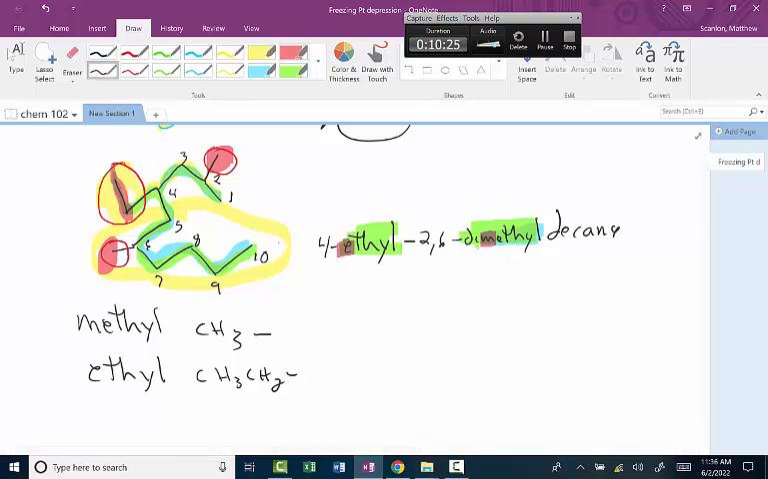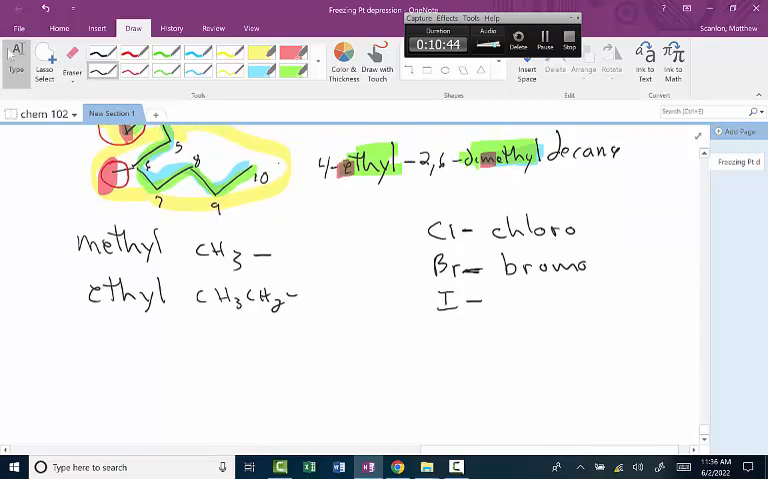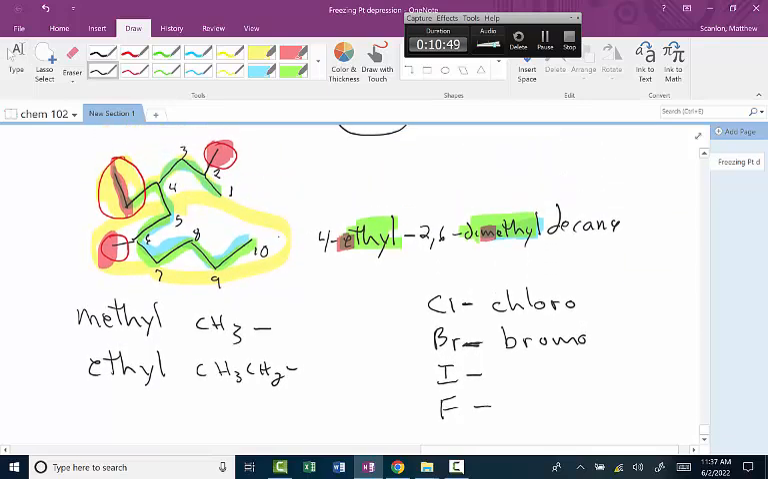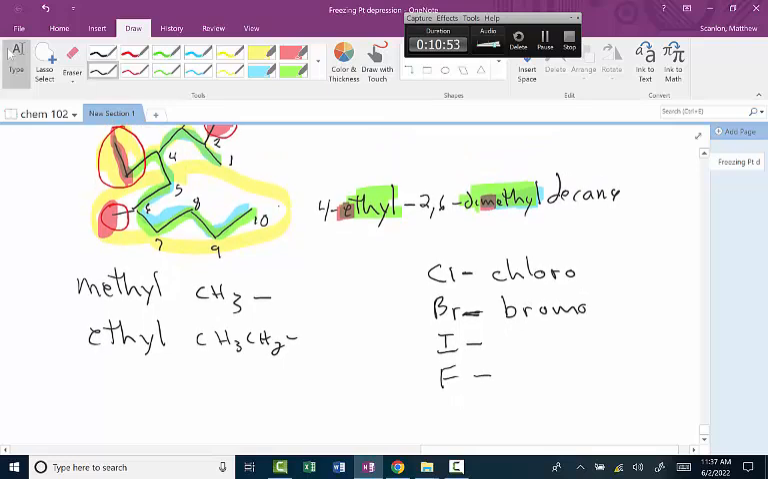Okay, other substituents that you might see are chloro, which is a Cl, bromine, which is bromo, that's supposed to be a dash, meaning it's going to bond, and iodo, and fluoro, etc. Those are other ones, and those are from the halogens: chlorine, bromine, iodine, and fluorine can also be substituents that you might see.